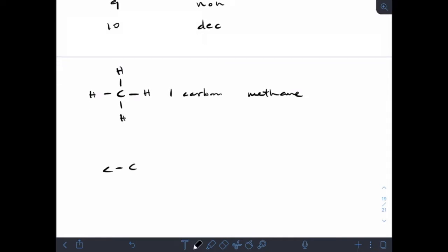If I have 2 carbons, the prefix is based on the number of carbons in the chain. So 2 carbons in the chain, so I have eth as my prefix, singly bonded, so ethane.